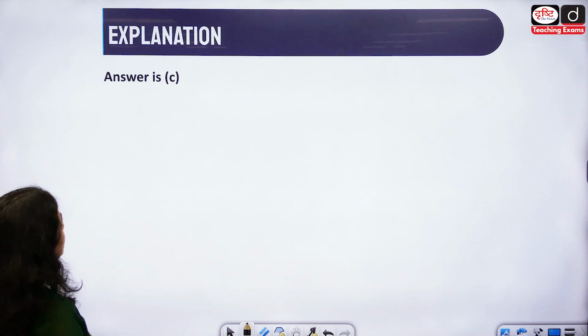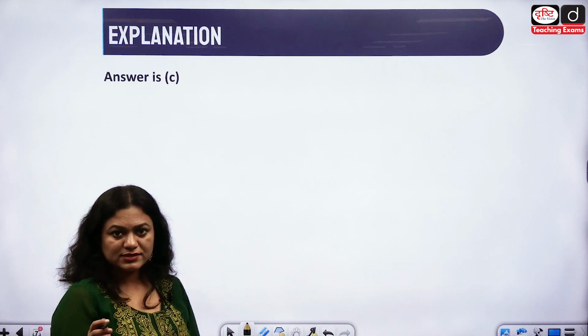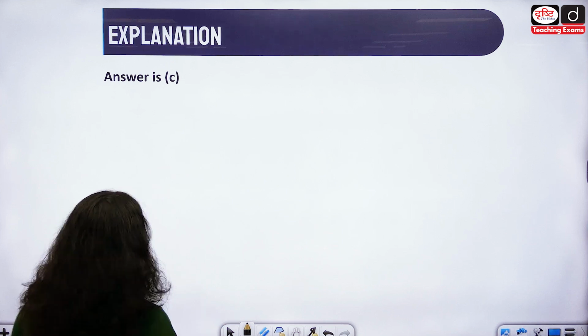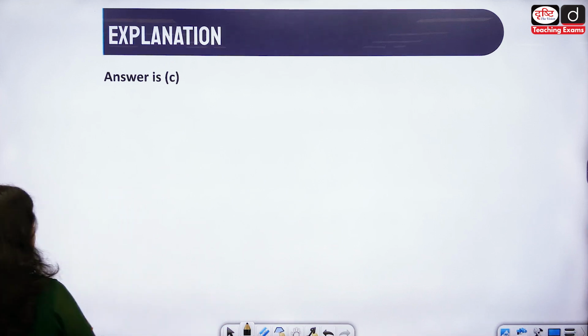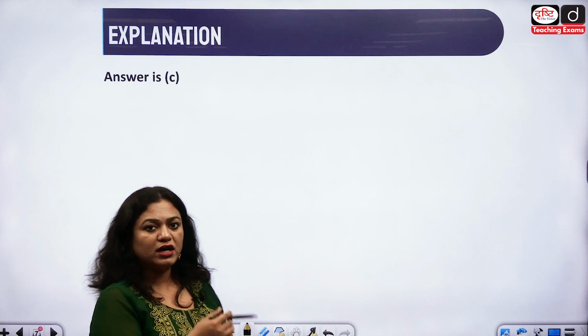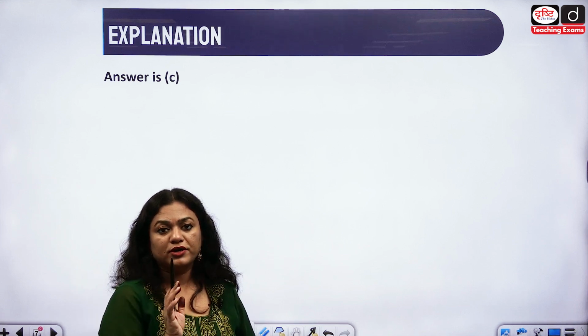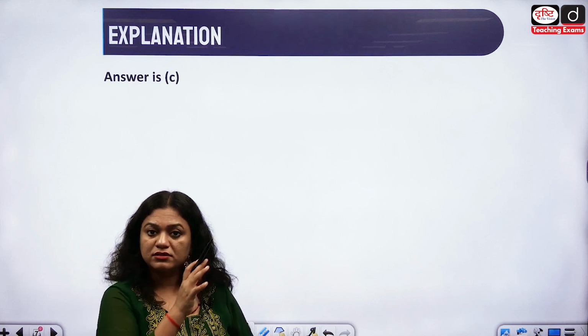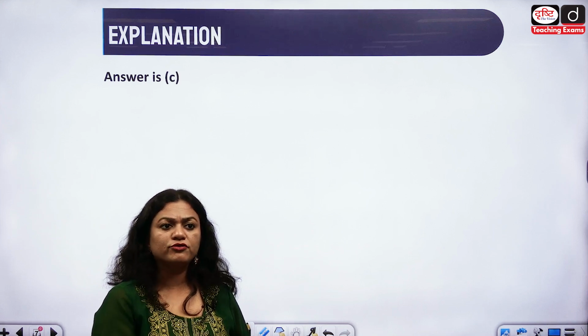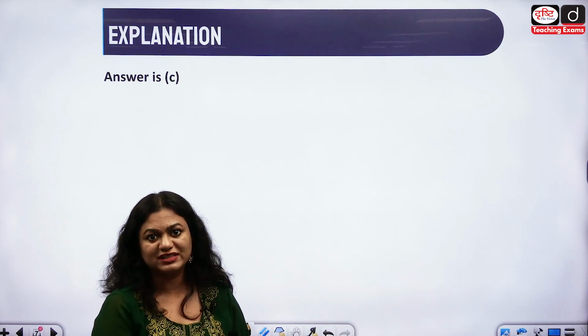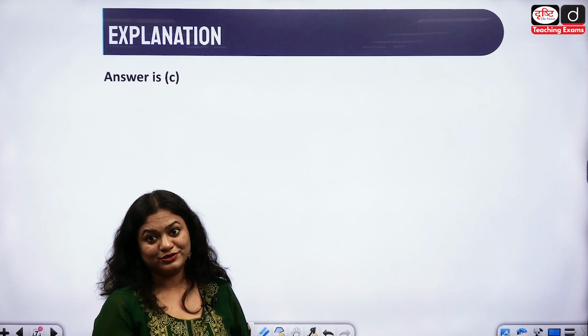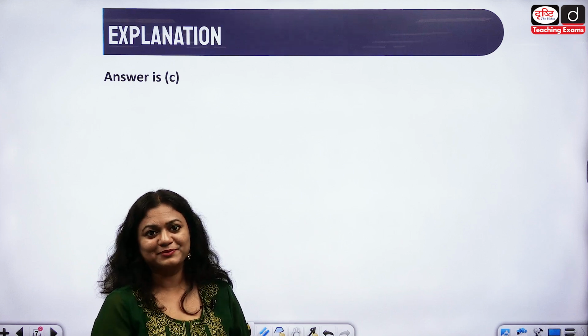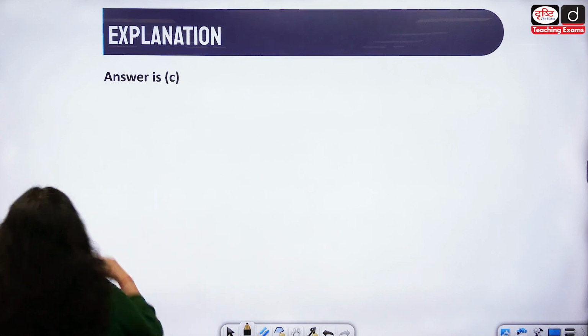Now I will also explain a bit about these writers. This is very important to know, because today they have asked this question in the match the following format, and tomorrow you may get questions related to these thinkers in the next examination also. There is a probability, so it is better that we know about the thinkers. So, Kate Millett.